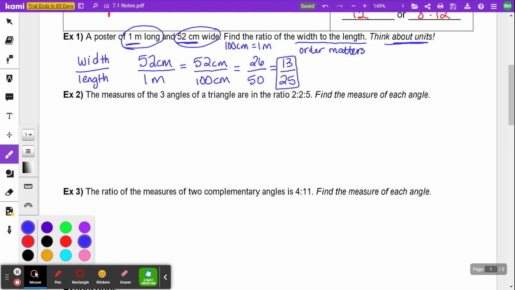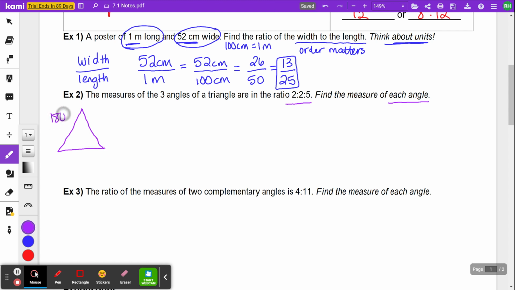Okay? For the next one, we are looking at triangles. This says the measures of the three angles of a triangle are in the ratio of 2 to 2 to 5. Find the measure of each angle, right? So a lot of people want to look at these and say, oh, well, it says the ratios are 2 to 2 to 5, so those must be the measures of the angles. But you guys know that in a triangle, all of the angles have to add up to what? Hopefully, you just said 180 degrees to yourself, right?